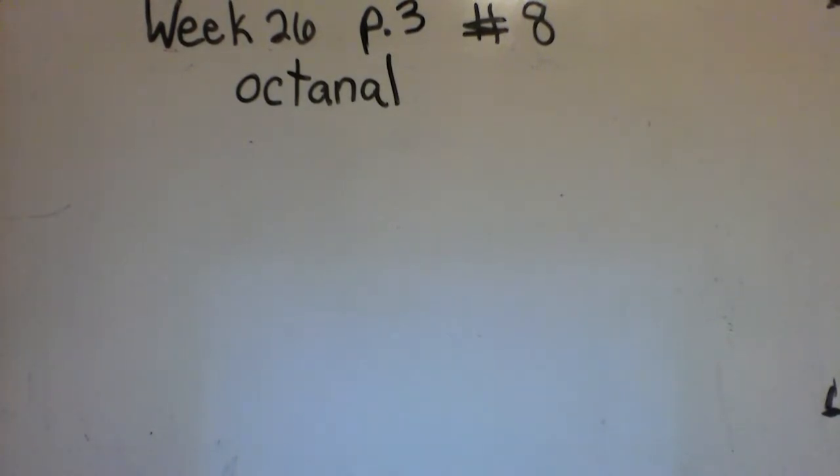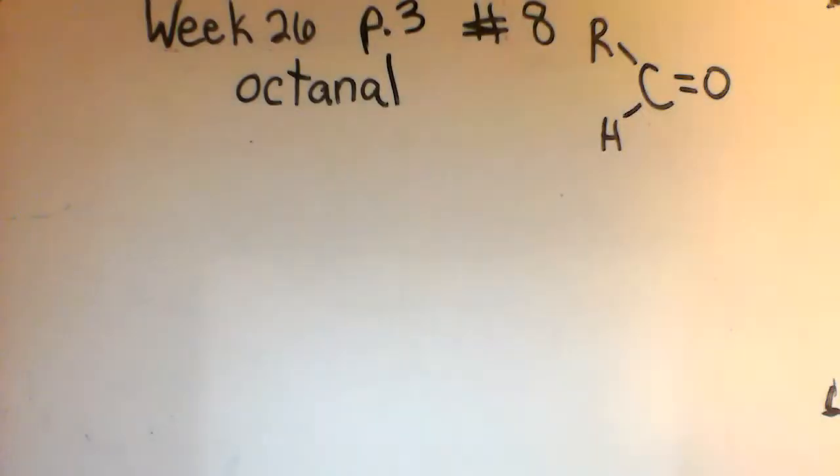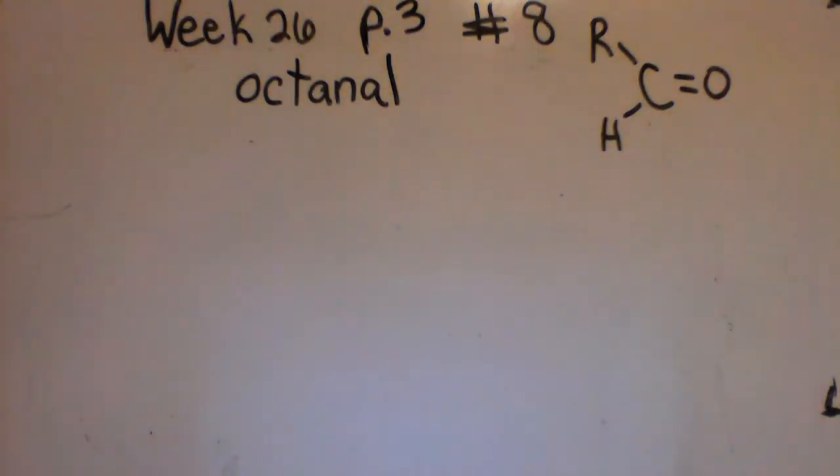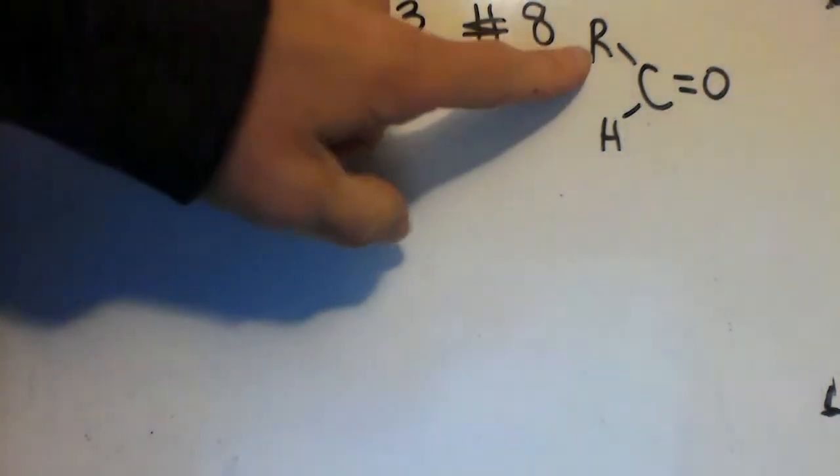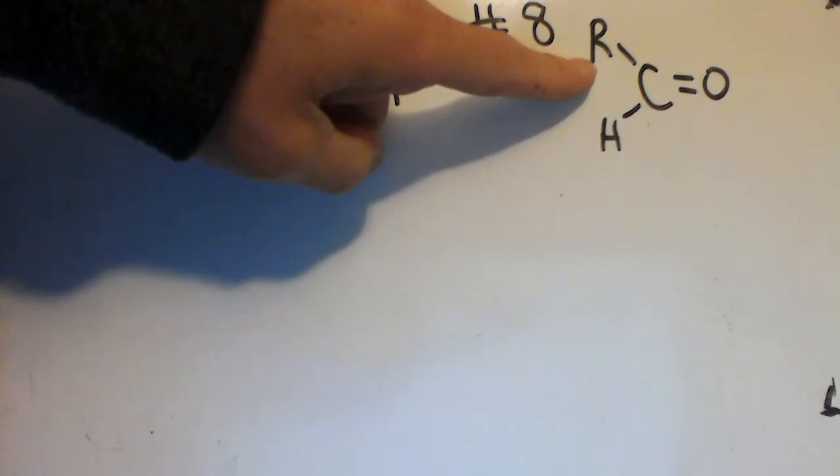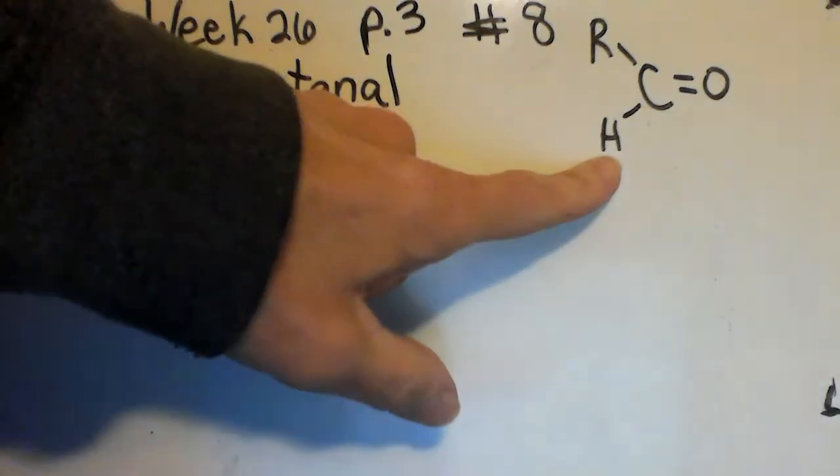Week 26, page 3, number 8: write the structural formula for octanal. Now with the -al ending, we know that's an aldehyde, and we can write the general formula for an aldehyde. We know that an aldehyde has a parent chain of a hydrocarbon, which is the R. There's a carbon at the end of it that's attached to an O with a double bond, which is the carbonyl group, and a single hydrogen.